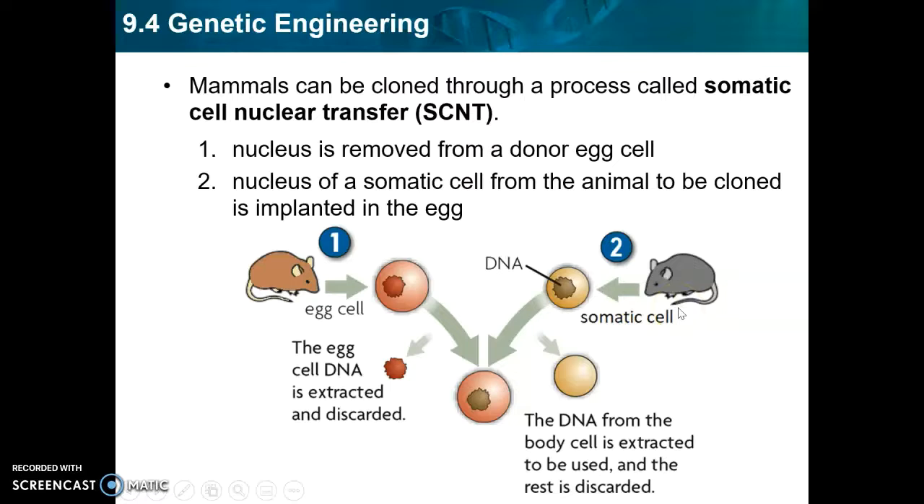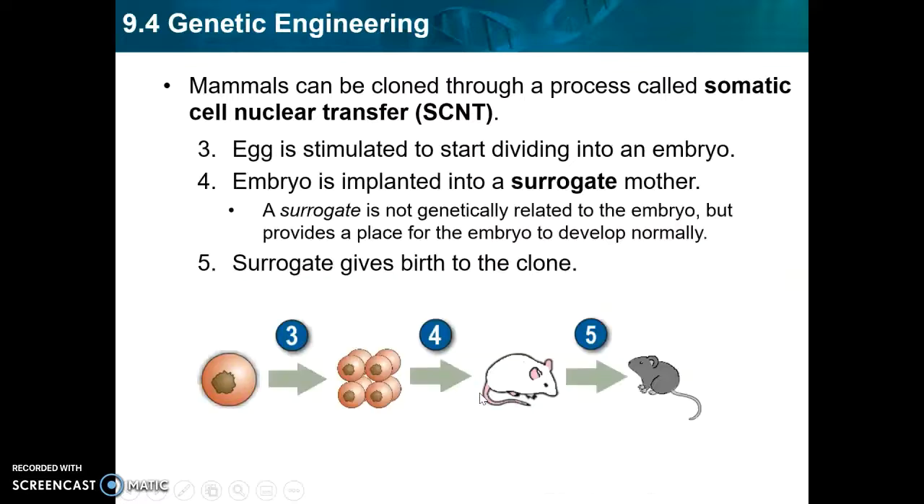gray mouse. You insert the somatic cell DNA into the egg cell, and then you stimulate that new cell to start dividing. You can do that using a chemical signal or even a little tiny electrical shock. Then this embryo, this ball of dividing cells, we can't just keep that in a lab and have it grow in the lab. We have to implant it into a surrogate. So this white mouse here would be our surrogate.